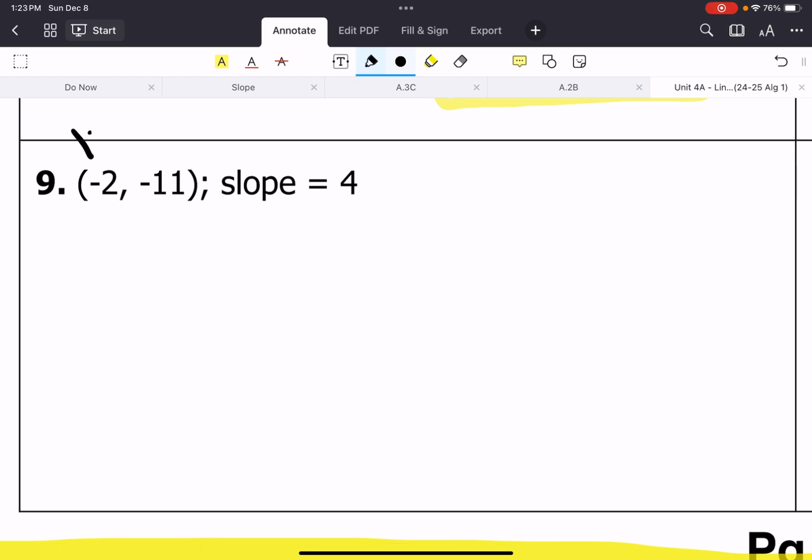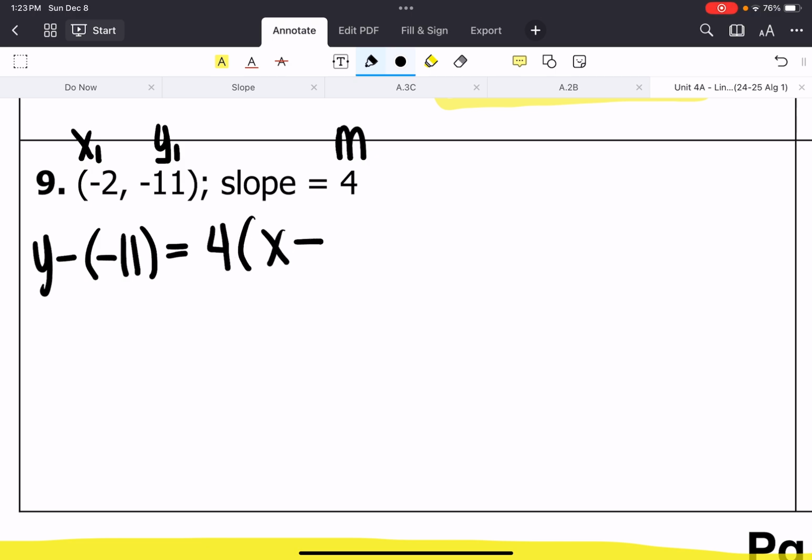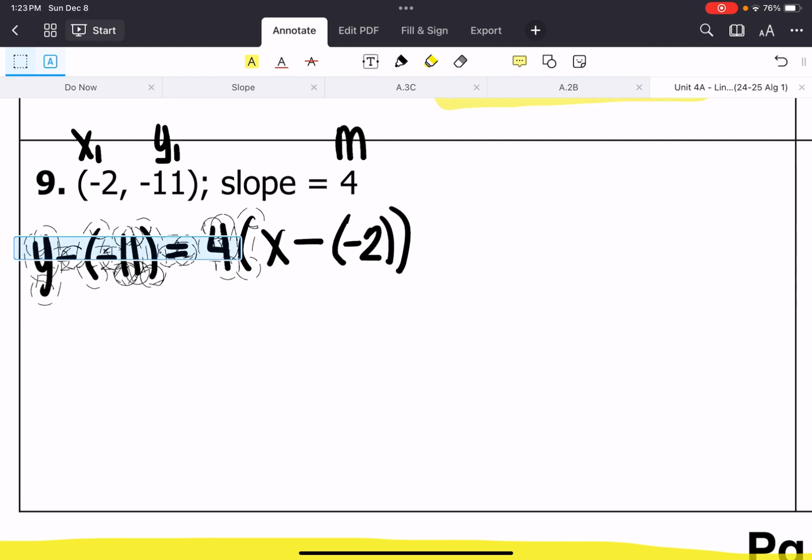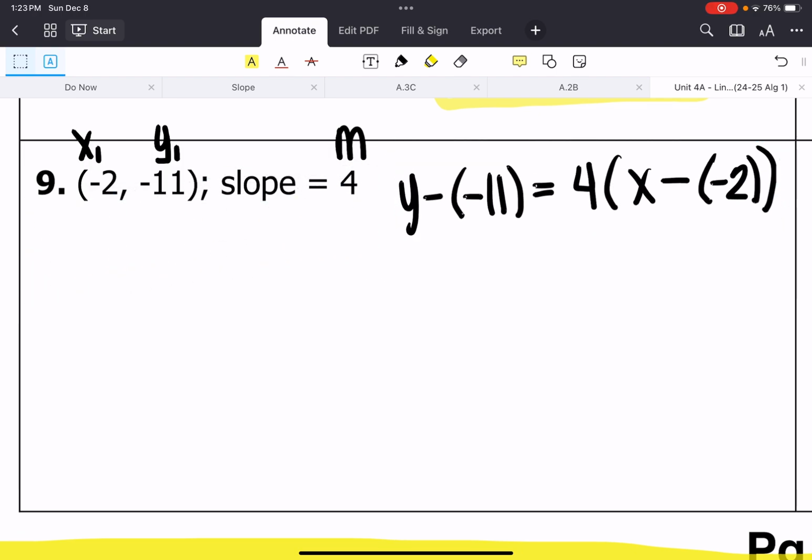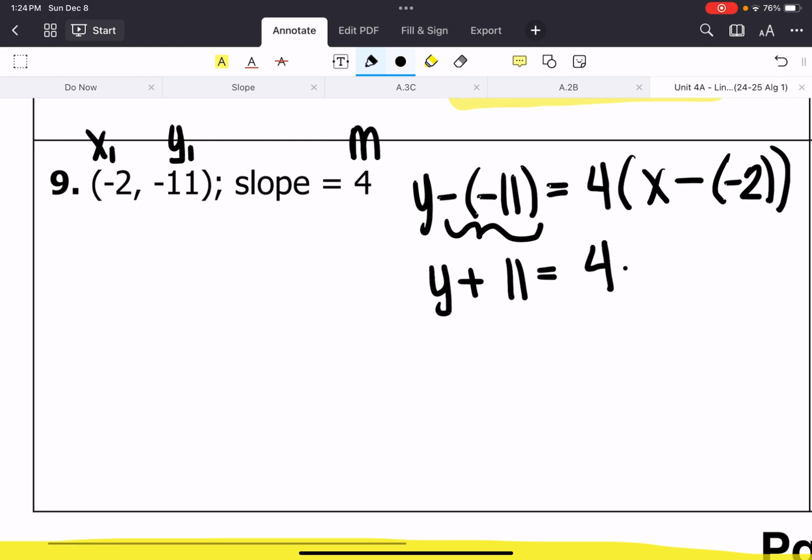For number 9, x1 will be negative 2, y1 will be negative 11, your slope will be m. Therefore, y minus y1, which is negative 11, equals m, which is 4, times the difference of x minus x1. Notice again, we have double negatives. So I'm going to first have to simplify. A negative times a negative gives me a positive, giving me y plus 11 now. And then a negative times a negative gives me a positive, making this x plus 2.